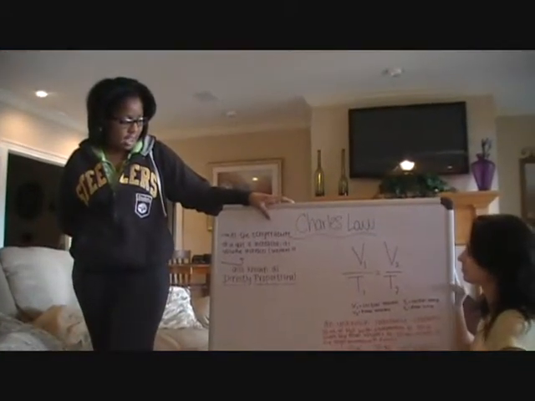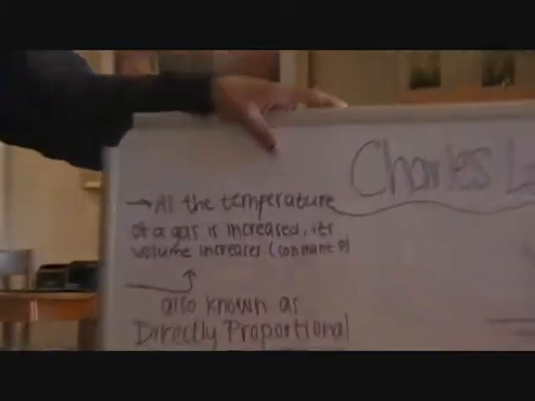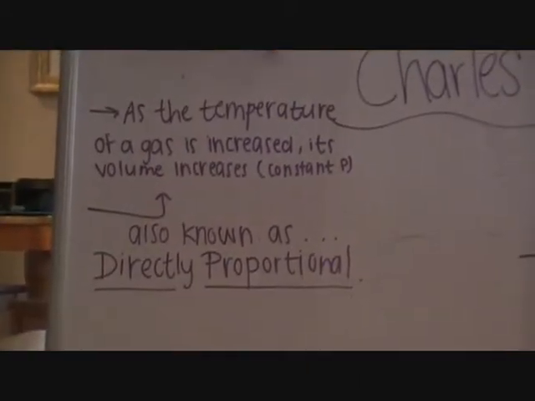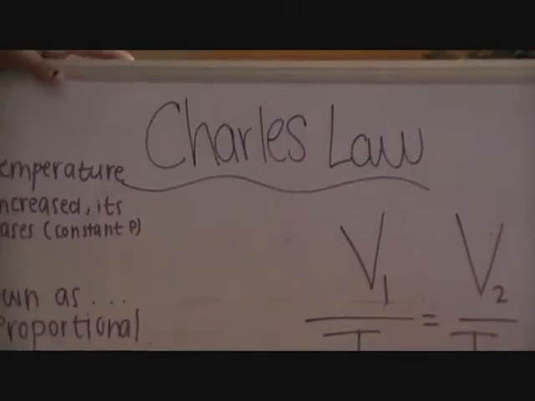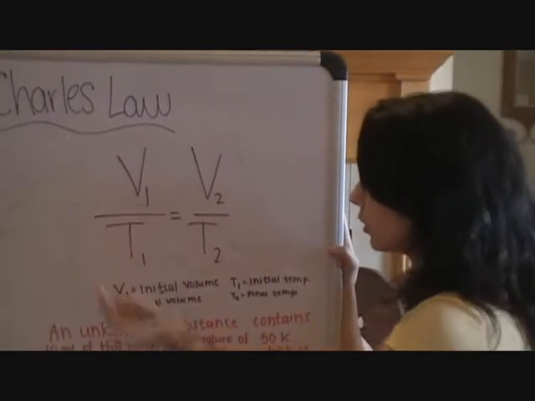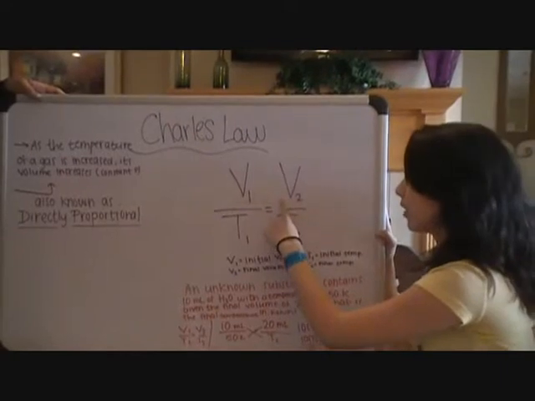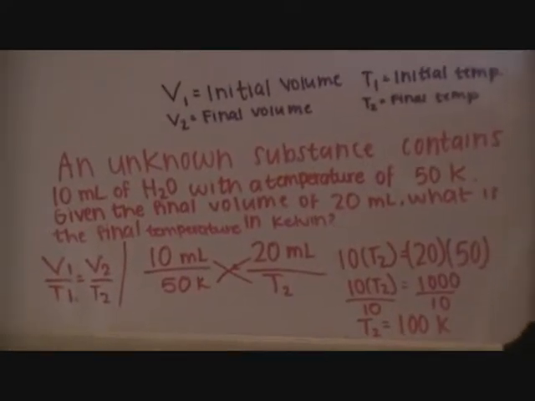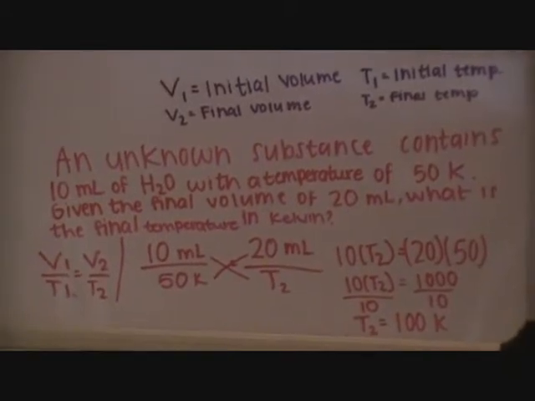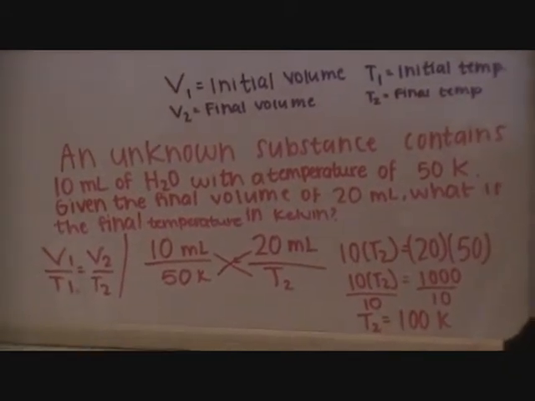Charles's law: as the temperature increases, the volume increases also. This is also known as directly proportional. This is the equation for Charles's law: the initial volume over the initial temperature equals the final volume over the final temperature. The problem we have here is an unknown substance contains 10 milliliters of H2O with a temperature of 50 Kelvin. Given the final volume of 20 milliliters, what is the final temperature in Kelvin?